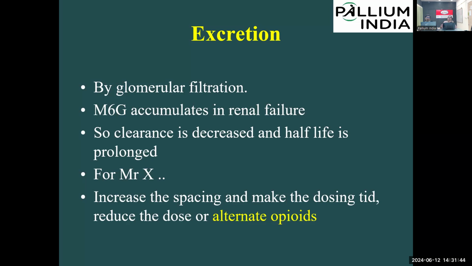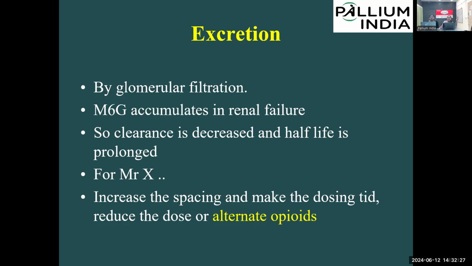We have to either increase the spacing between the doses or reduce the dose. The patient is on every 4 hourly; you can make the dose 3 times a day, or you can reduce the dose, or we can go for alternative opioids. When a patient presents with renal failure, since the excretion of morphine from the body is through the kidney, it indicates that the morphine gets accumulated. The metabolites of morphine get accumulated in the blood, and the clearance is delayed or decreased.